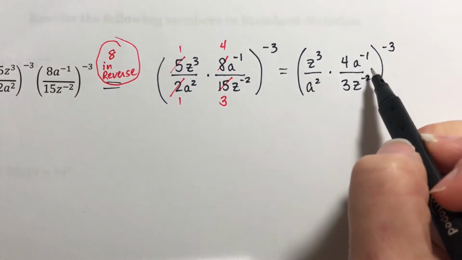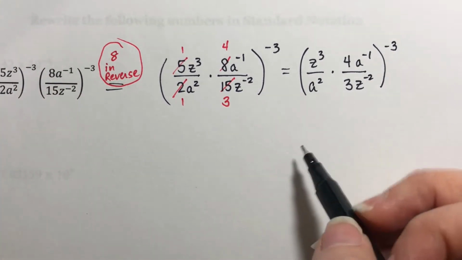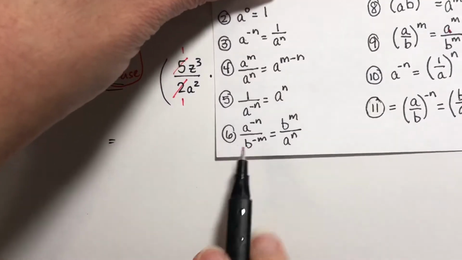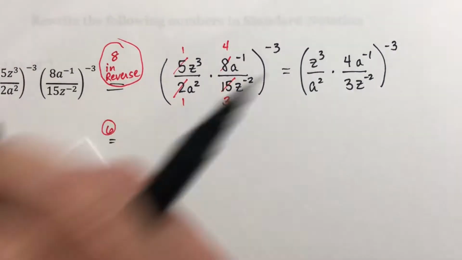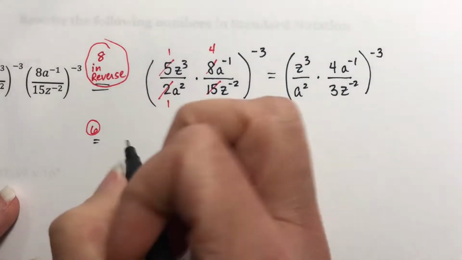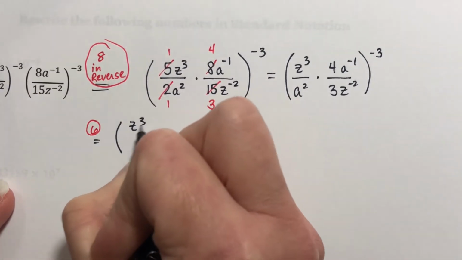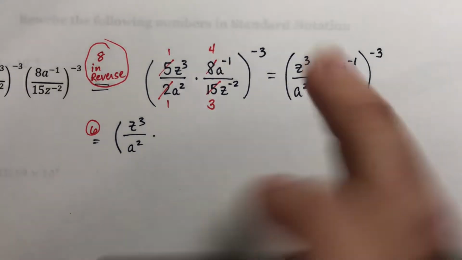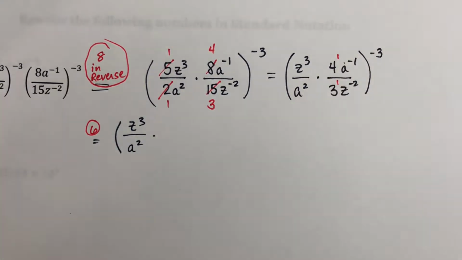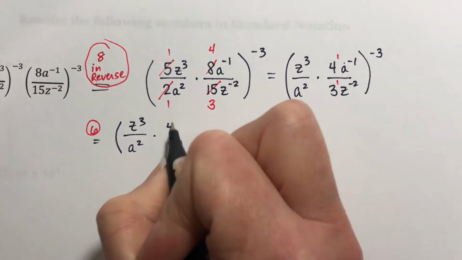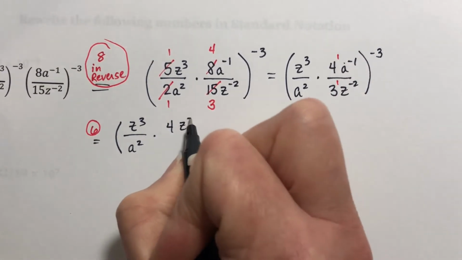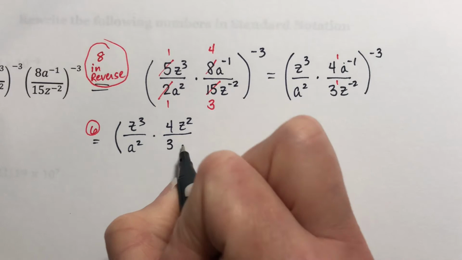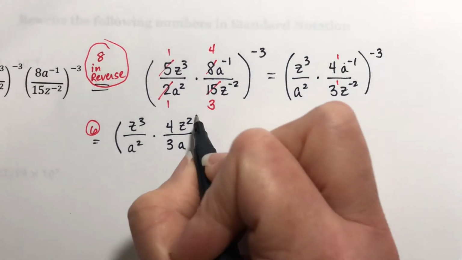Okay, now on the inside here, I'm going to take care of those negative exponents so I can multiply the fractions together. So this is property number 6 that I'm about to use here. The first fraction stays the same, z cubed over a squared, times the 4 and the 3. Those are both raised to the first power, so they are not going to move. I have 4z squared comes to the top, and then the a to the first power moves to the bottom. So it's a, you don't have to write the first power, to the negative 3.